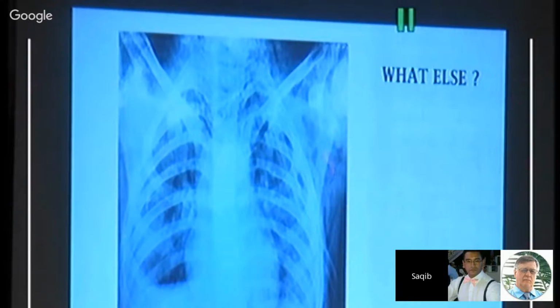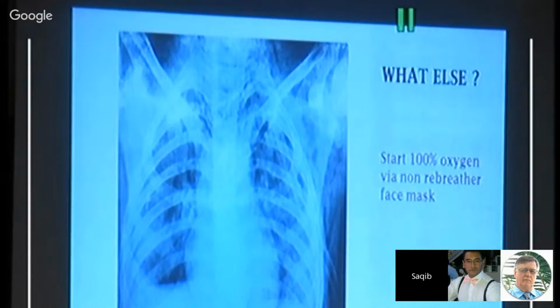See, the bronchovascular markings have gone to the periphery. So what else will you do? We like to do something else. This patient has got a pneumothorax. Start 100% oxygen with a non-rebreather face mask. Why do you want to use non-rebreather? Because you don't want your CO2 to be raised. And keep him pain-free. You can give an intercostal block for the rib fractures.